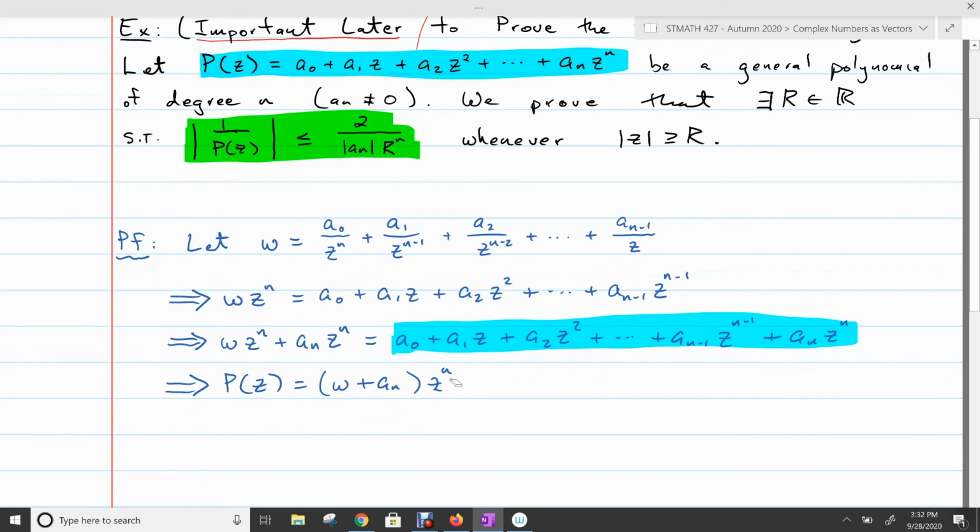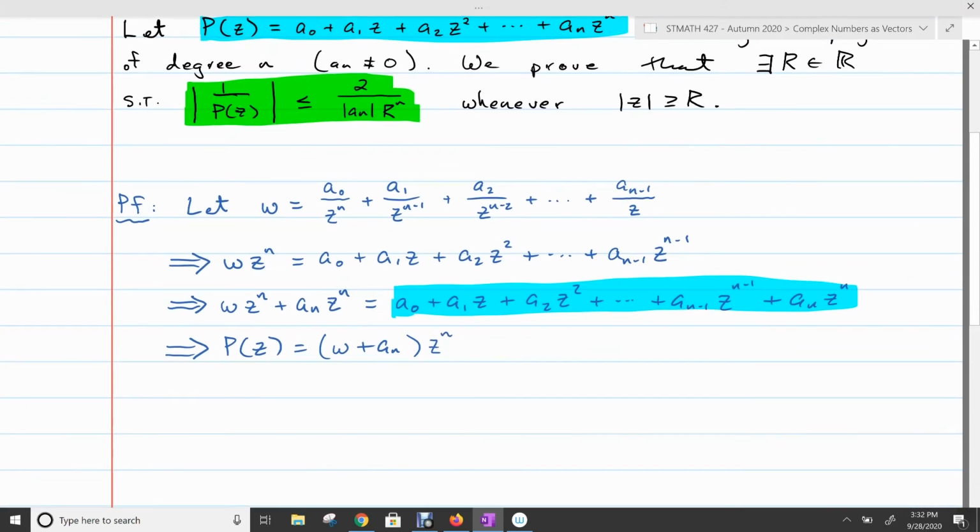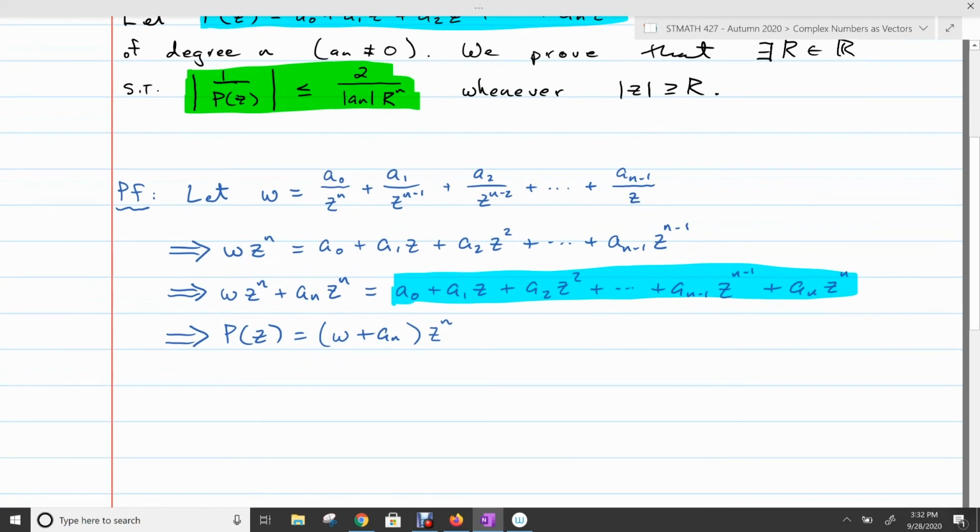Why am I going through so much trouble here to write p of z in this alternate form? Well, it's because this breaks p of z into two separate quantities that I can individually consider in terms of modulus. So it just makes analyzing the modulus of p of z a little easier to break it up like this. So now let's take a look at the modulus of wz to the n, which you can see right up here. So what we're really talking about here is the modulus of a0 plus a1z, all the way up to an minus 1 z to the n minus 1.